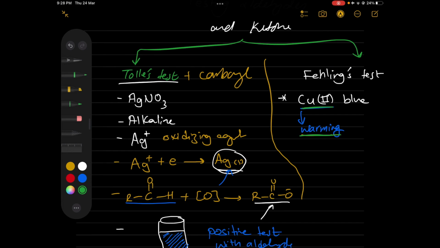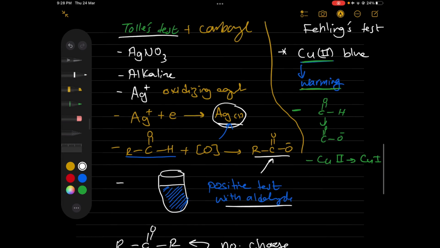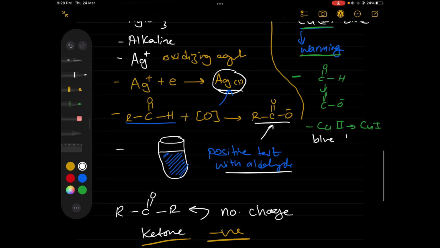If we have an aldehyde, the aldehyde will change to a carboxylate. It will be oxidized in this case, and the Cu2+ will change to Cu+. We remember that the change in color in this case will be from blue to orange or red. This is a very important point to keep in mind: what is the change in the observation? But if you have a ketone, no change will take place. These are very important topics.